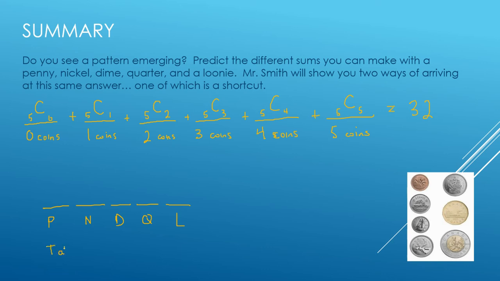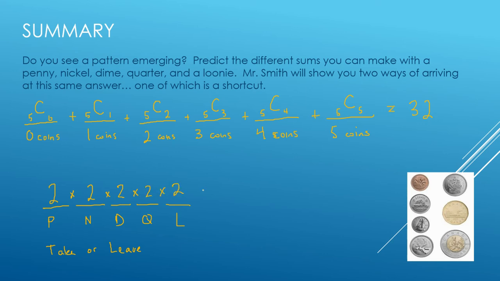With each coin, when you're creating a sum of money, you can either take it and include it in your sum of money, or you can leave it and not include it. This gives you 2 options for every coin. Either take it or leave it. Include it or don't. Include it in the sum or leave it out of the sum.